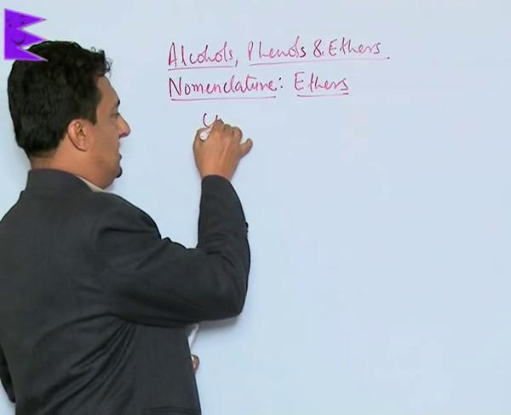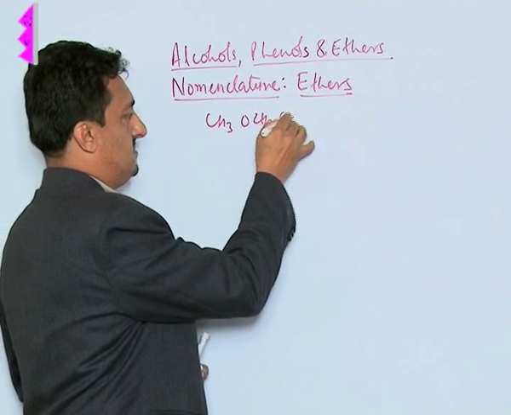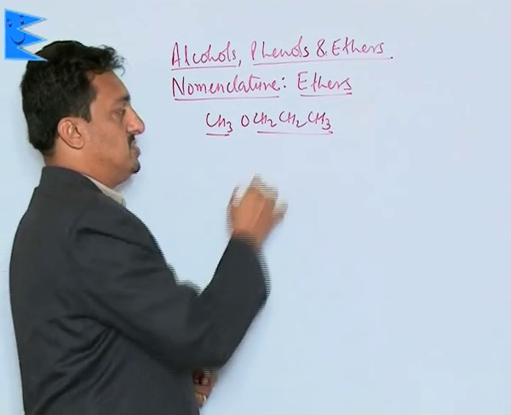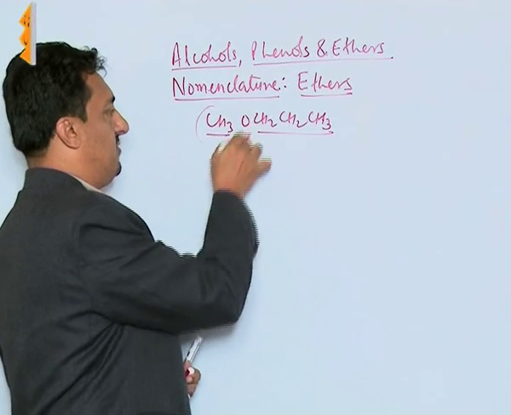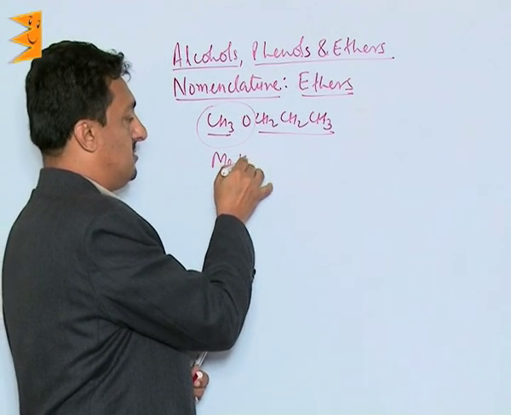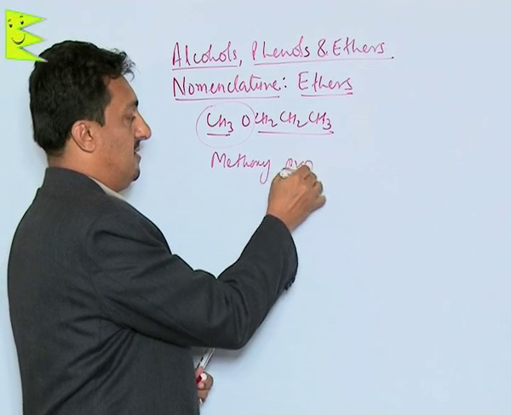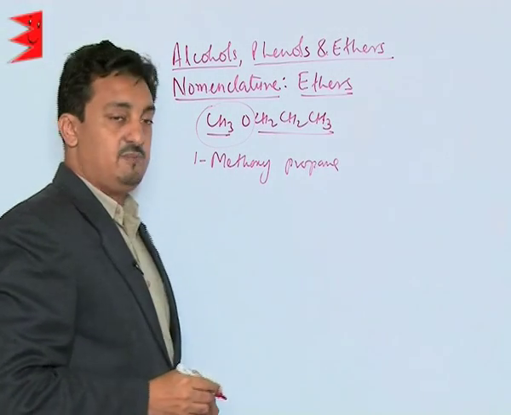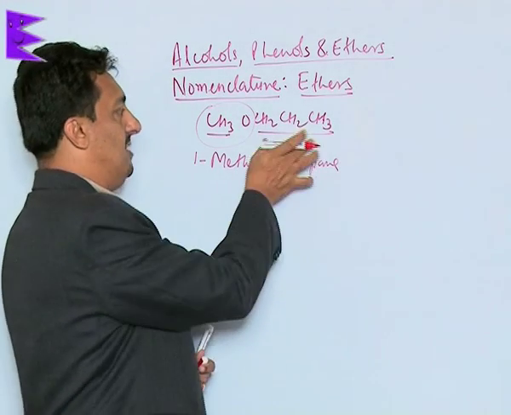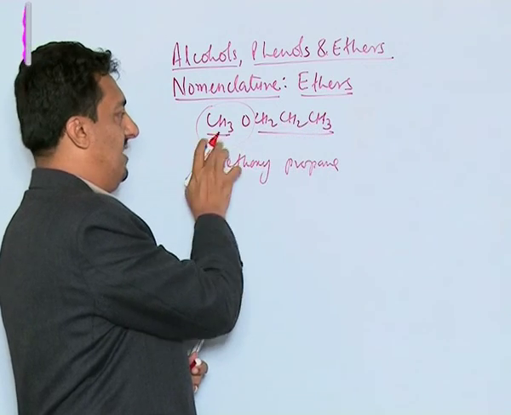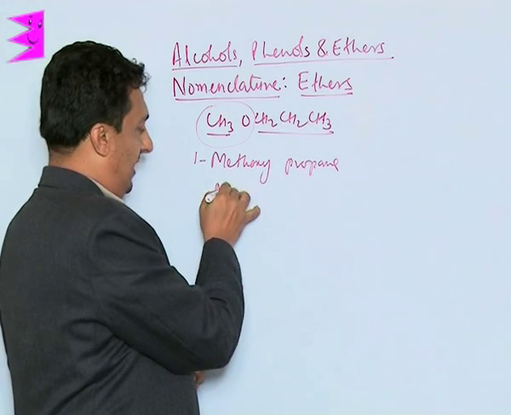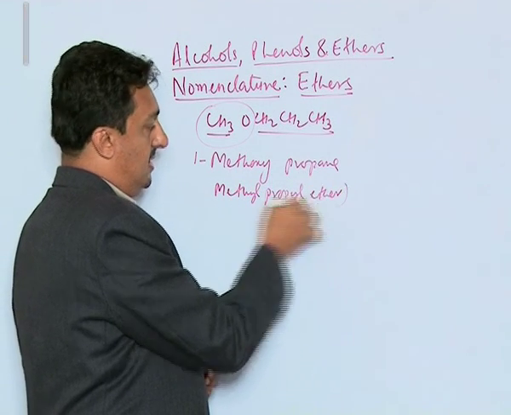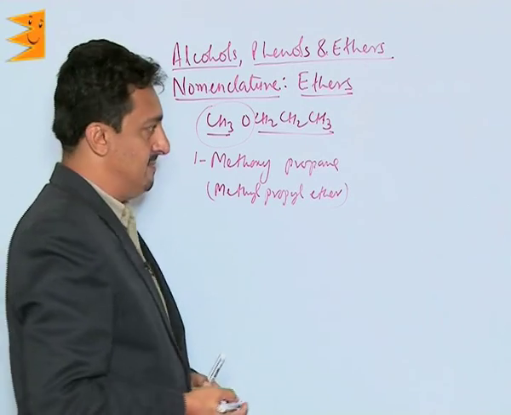In unsymmetrical ethers, like this one, we have one chain of 1 carbon and another chain of 3 carbons. Oxygen goes with the smaller chain and we call it methoxypropane. We indicate the number to which the methoxy group is attached, so it's 1-methoxypropane. In common language, this chain is called propyl and this is called methyl. Alphabetically, we write it methyl propyl ether. So this is how we name them.